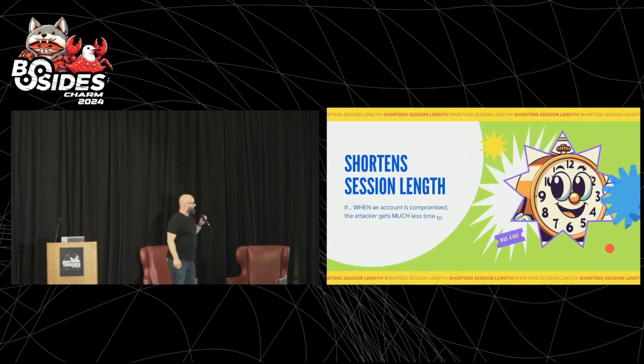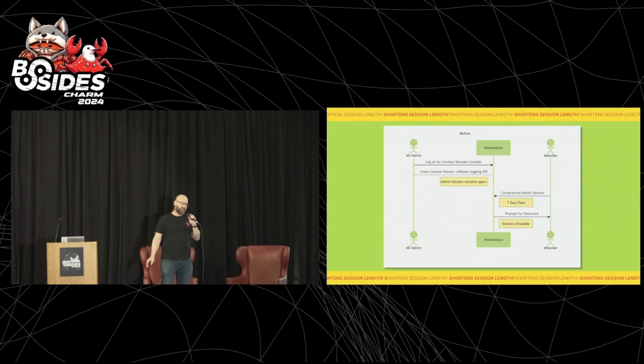And lastly, shortening session length. I mean, I don't know why I created a diagram for this because it's pretty straightforward, but 7 days is a long time for an attacker to be playing in your environment. 4 hours, less time, still a lot of time. Don't get me wrong. What's the shortest compromise we've seen? 20 minutes, something like that, from compromise to full ransomware. Yeah. So, yeah, 4 hours is good, is better, but not the be-all, end-all.